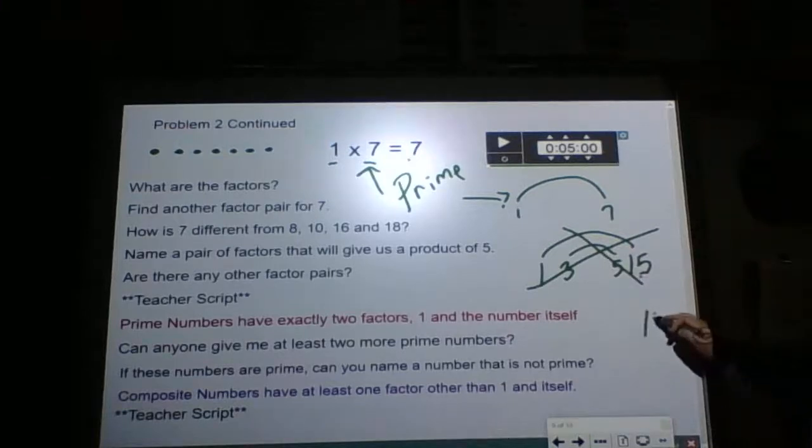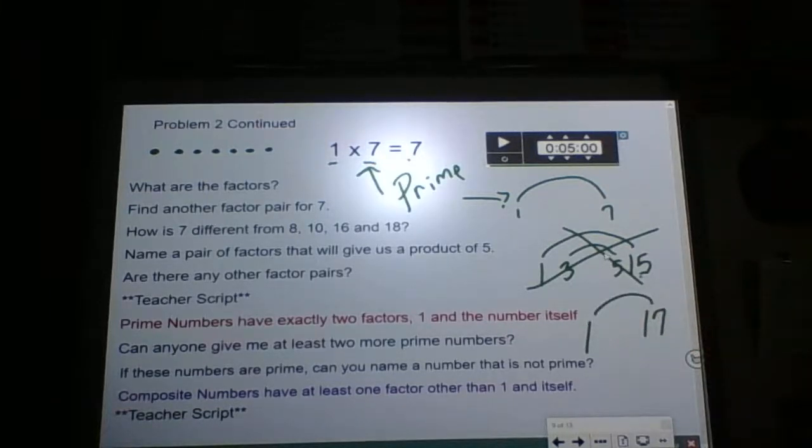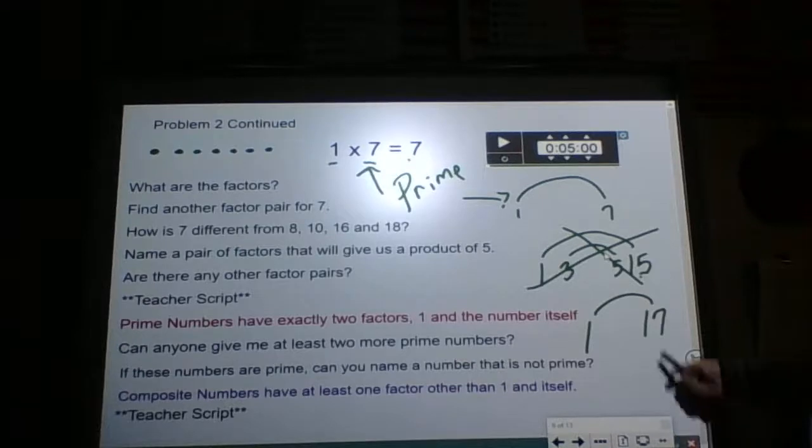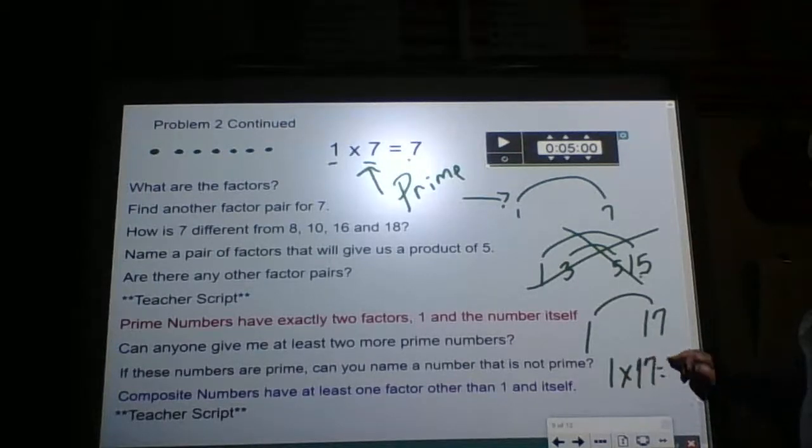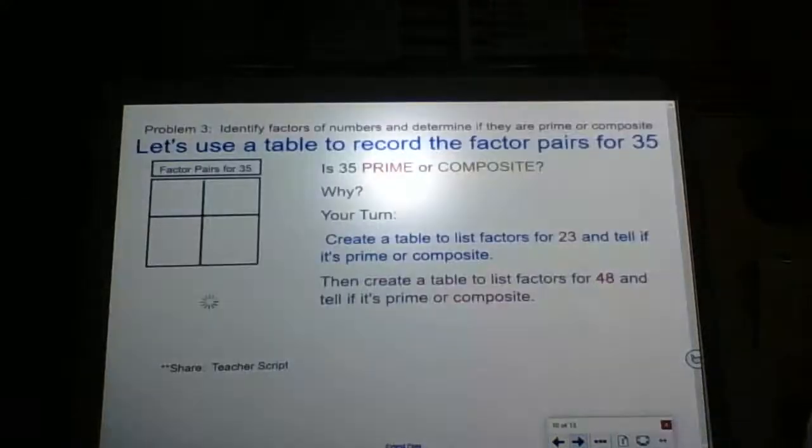What about 17? 1 and 17. I could try to skip count by my 2's and get there. It's not going to get there because that's not even. 3, 6, no, 3 goes to 18, 4 goes to 16, 5 goes to 15. Hey, 17 is a prime number because there's only one way to build it, and it has 2 factors. So only 2 factors, prime, more than 2 factors, composite.